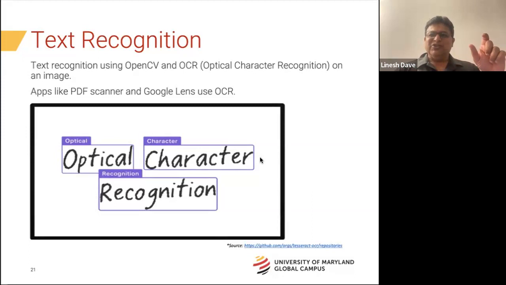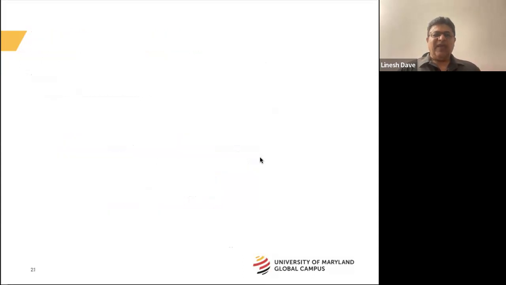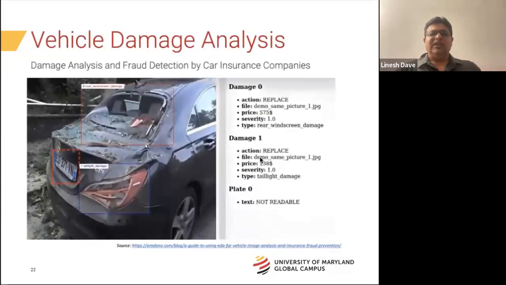You saw that probably in your tutorial too. You had one of the images, the "no refund" image, that you used to classify what is written in it. It's an image, but it's able to read through the different characters in the image as to what is being written there, what text is in there. Okay. And then finally, the vehicle damage analysis, right?